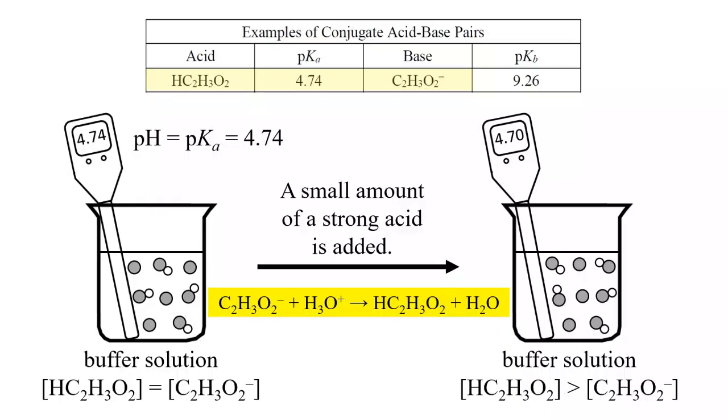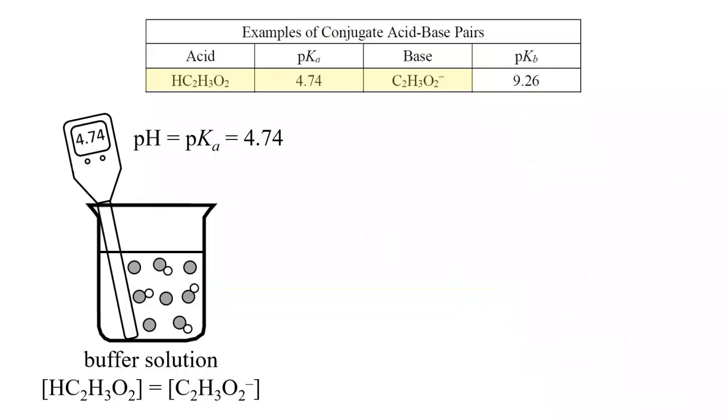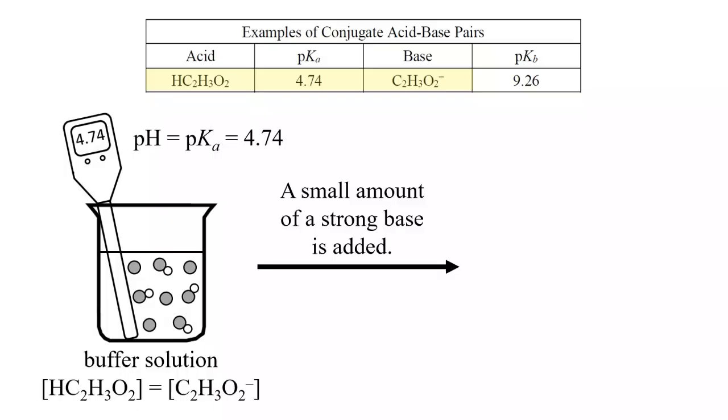Did the pH go down? Yes, but only by a small amount. So that did behave as a buffer. The pH did change, but only by a small amount. So a good buffer will keep the pH relatively constant. Now let's go ahead and talk about what would happen if, instead of adding a small amount of a strong acid, let's go ahead and add a small amount of a strong base.